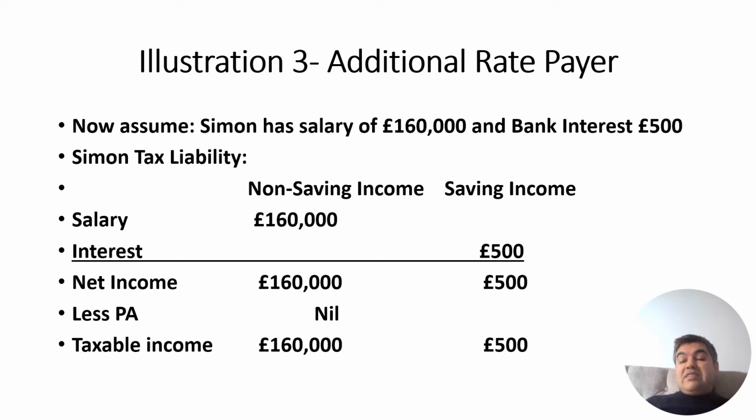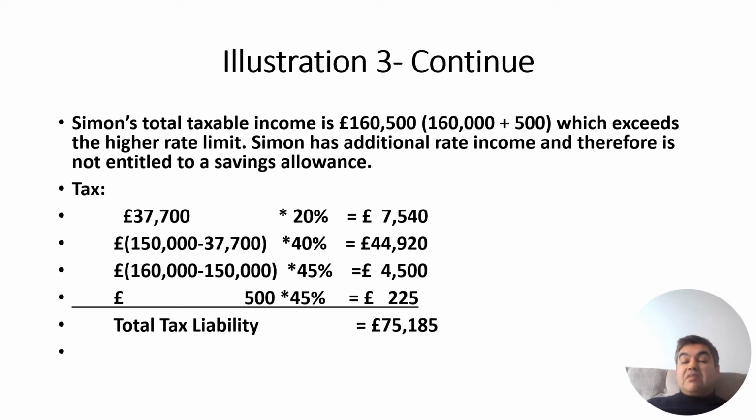Obviously he's paying tax at the additional rate, so there will be no personal savings allowance either. So you will just start with 37,700 at 20%, then the gap between 37,700 and 150,000 would be taxed at the rate of 40%. And then any income above 150,000, remember, the rate starts at 45%. His savings income is already in that 45% bracket, so just apply the 45% rate.